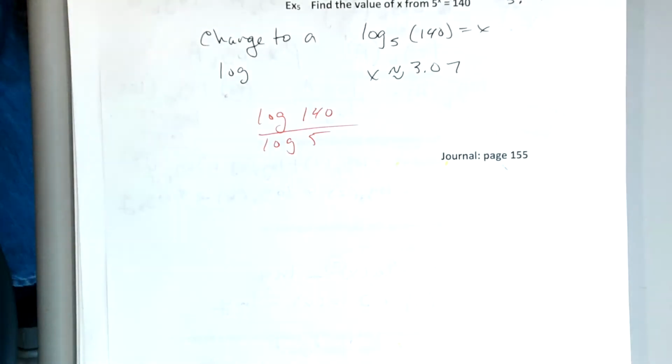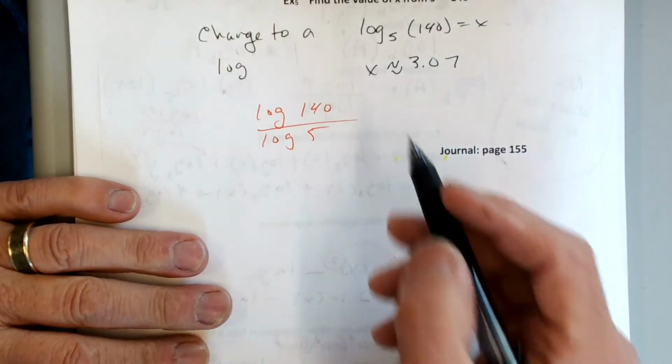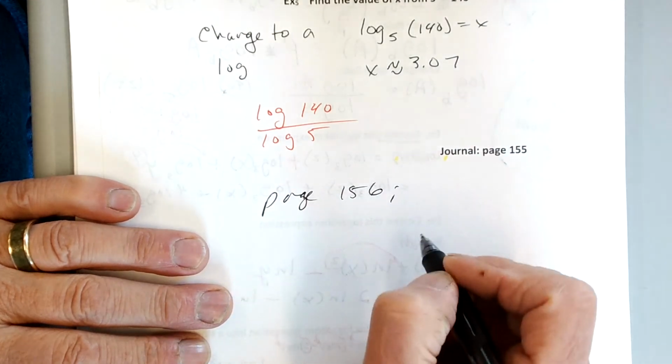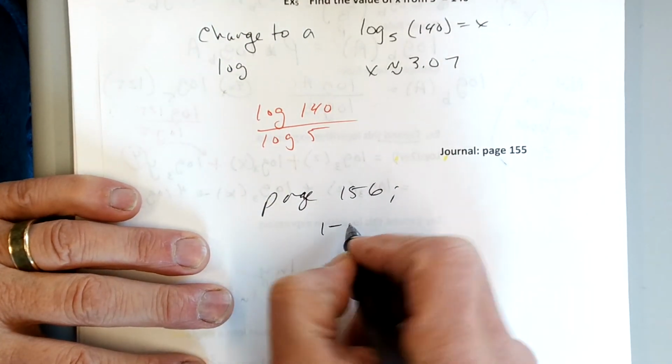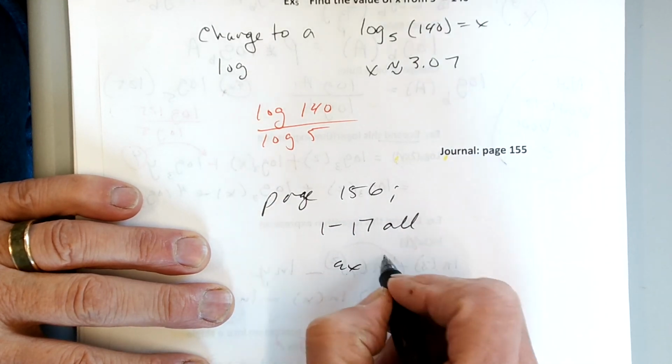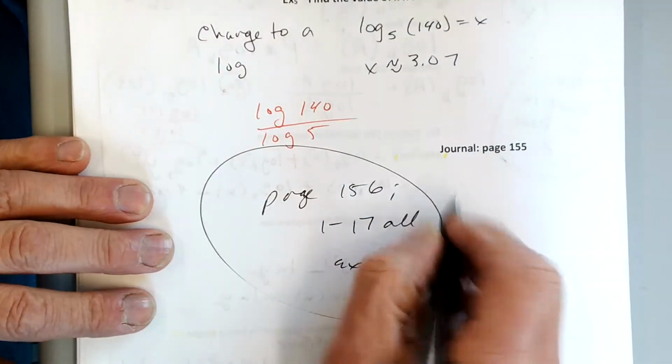Okay, so today, homework, page 156. We're going to do 1 through 17. Oh, it seems like a lot, but these aren't too bad, okay? And the extra is number 18. The extra is kind of hard, but that's okay. That's what the extras are for.